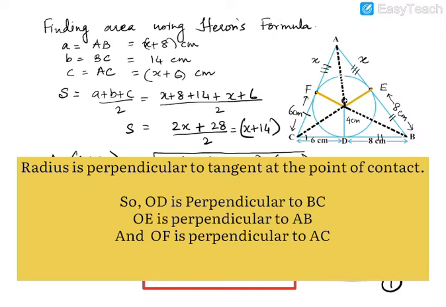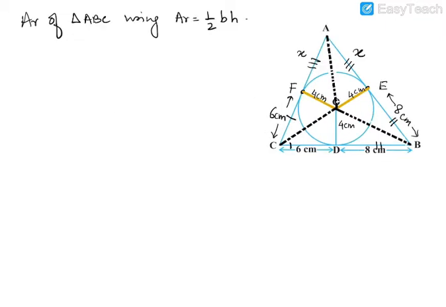OD, OE and OF are the radii of the same circle. So OE will be 4 centimeters and FO will also be 4 centimeters. So what we are doing is dividing this triangle ABC into 3 parts. Using the formula half base into height, we will find the area of each of these triangles, that is triangle COB, triangle AOB and triangle AOC. Adding the area of these three triangles will give us the area of triangle ABC.